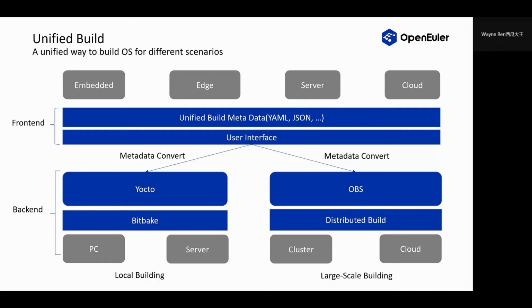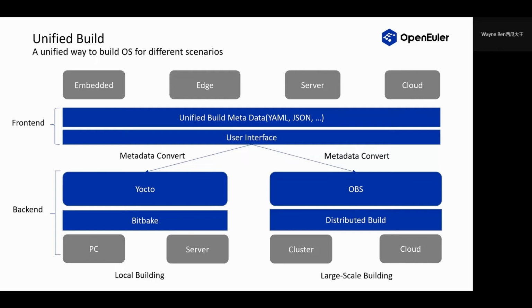Server and cloud are the first two scenarios supported in openEuler. OBS and RPM build are the core of the build system. So the builds of more than 8,000 source packages in openEuler are described in RPM spec format. So now edge and embedded scenarios come in. We have to use Yocto because of the requirement of cross-compile.